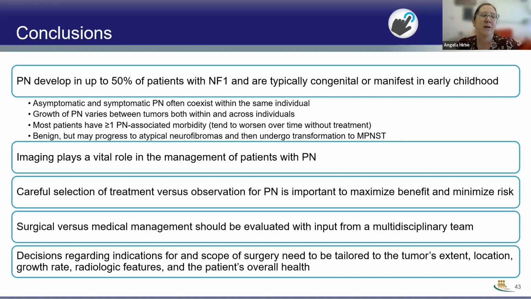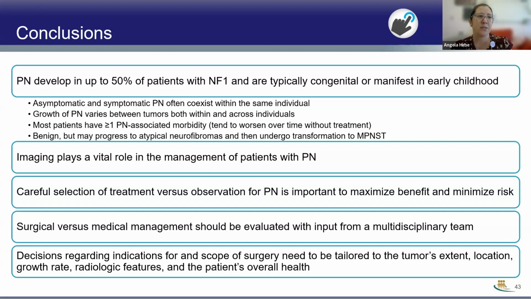So in conclusion, plexiform neurofibromas will develop in up to 50% of patients with NF1. These are typically congenital lesions, and may not manifest until early childhood. You can have asymptomatic and symptomatic plexiform neurofibromas within the same individual. And the growth of plexiforms varies between tumors, both within and across individuals. Unfortunately, the vast majority of patients will have at least one plexiform neurofibroma associated morbidity, and these do tend to worsen over time without treatment.